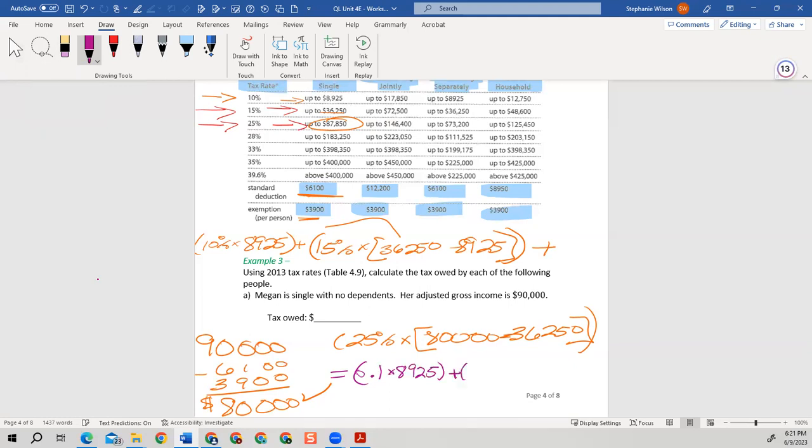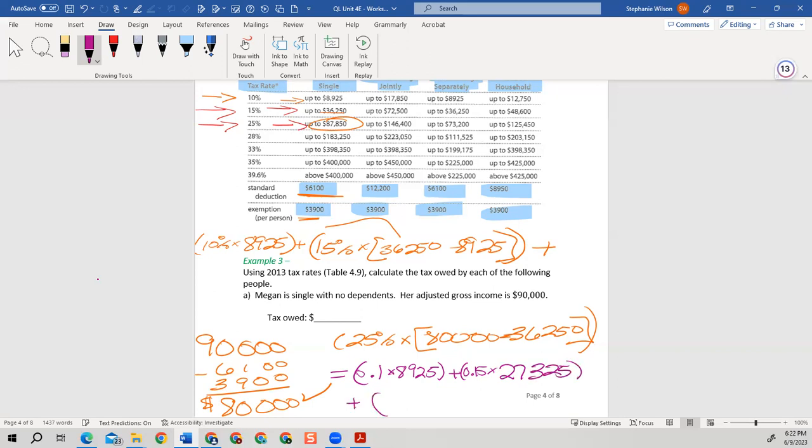We're going to add that to 0.15 times the difference between 36,250 minus the 8,925, because we have to take that 36,000, I keep saying 100, guys, my apologies. The reason why is, again, $8,925 was taxed at 10%. You don't want to turn around and tax it at 15% too. So now you have 27,325.